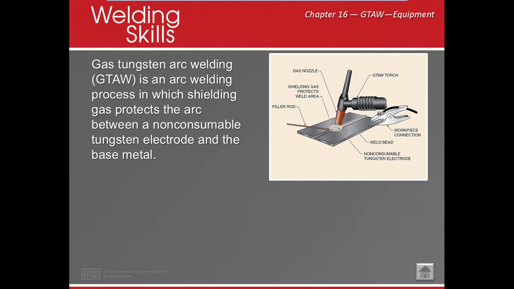So into that, we also use a non-consumable electrode. Let's define electrode: it carries the electricity, okay? So what is non-consumable? Non-consumable means not consumed or used. So this would be our tungsten. It carries the electricity, but we're not using it as a filler metal. We use a separate filler metal, and we need a torch and a ground, okay?